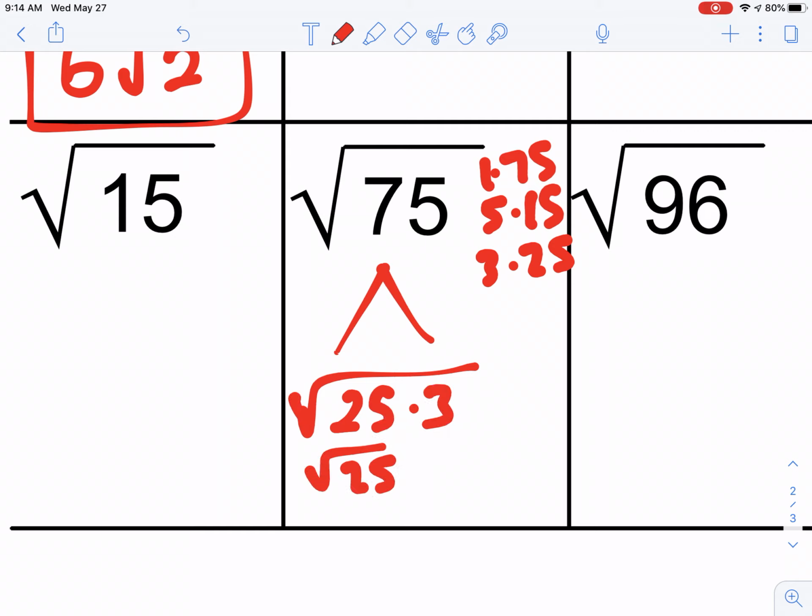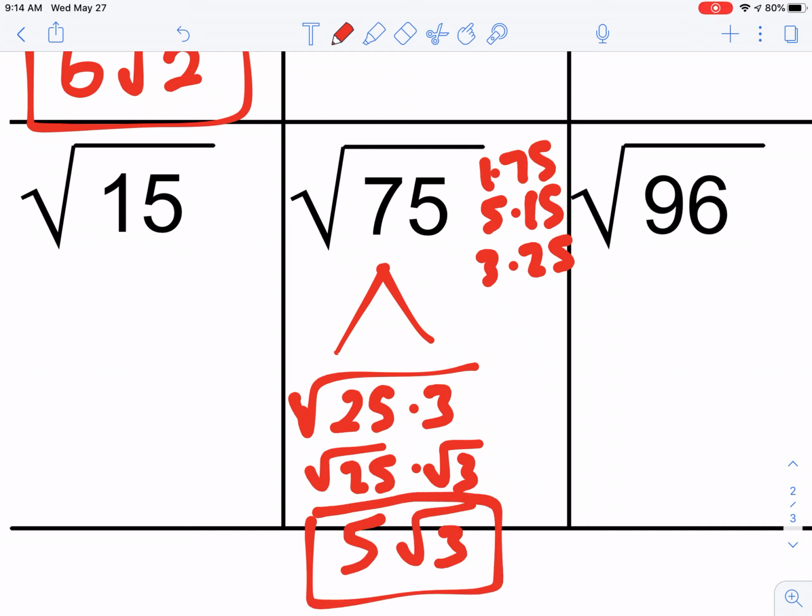Square root of 25 times square root of 3. Square root of 25 is 5. Square root of 3 is just square root of 3. It does not simplify because it's not a perfect square. And that's it. 5 root 3 is your answer. All right?